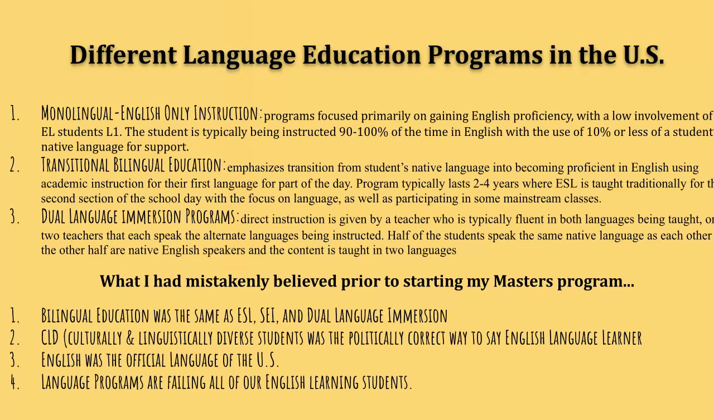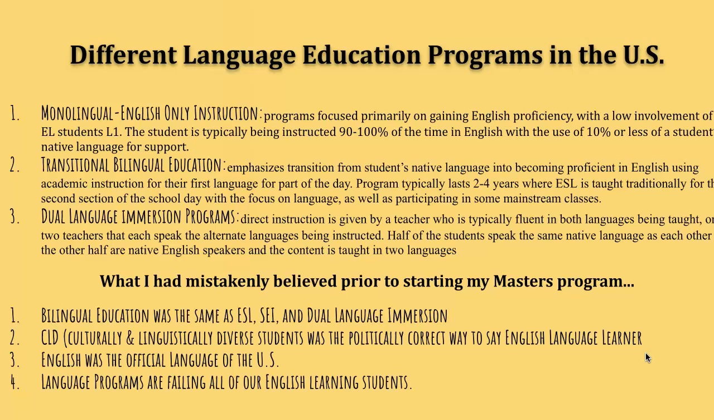Now, in these three models, monolingual English-only instruction, this is where our programs are primarily focused on gaining English proficiency with really a low involvement of a student's native language, and a student is typically being instructed for 90 to 100% of the time in English.